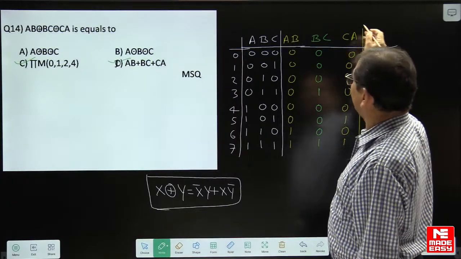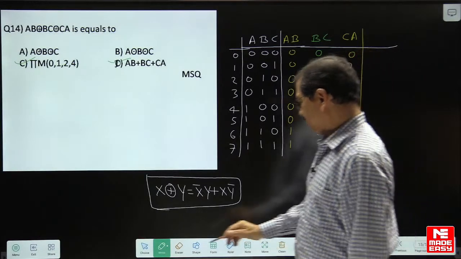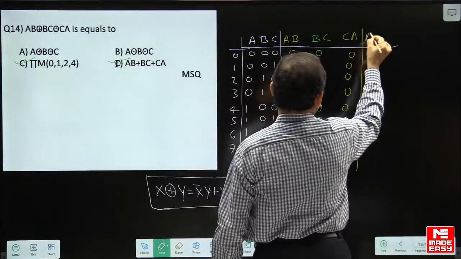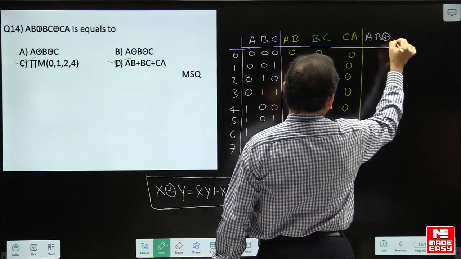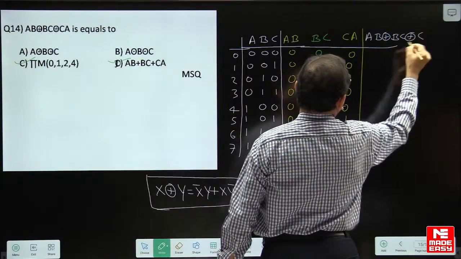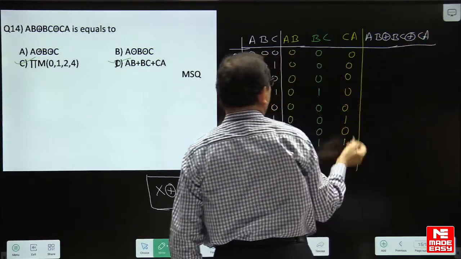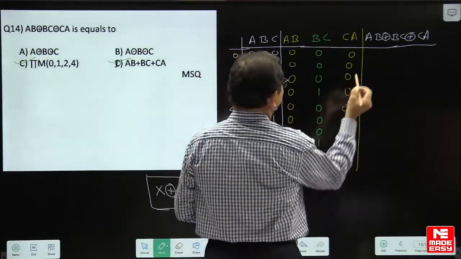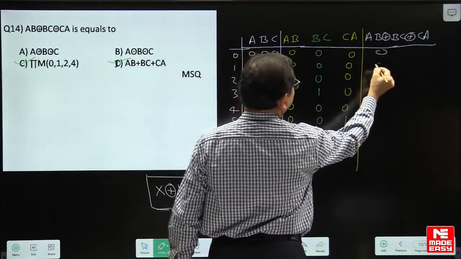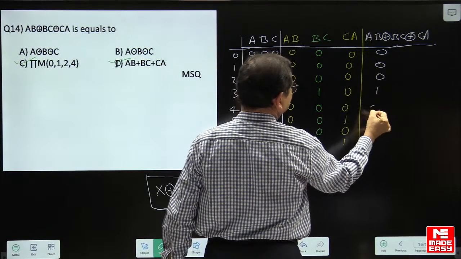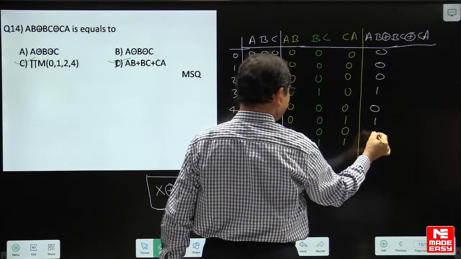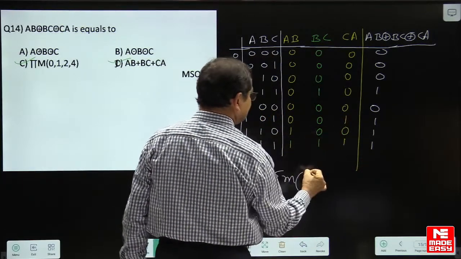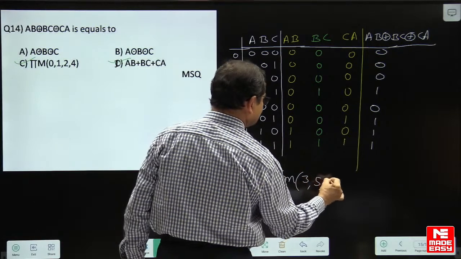Then take the XOR between AB, BC and CA. Whenever an odd number of variables are 1, the XOR result is 1. So based on this, here 0, 0, 0, 1, 0, 1, 1, 1. So the minterms we have are 3, 5, 6 and 7.